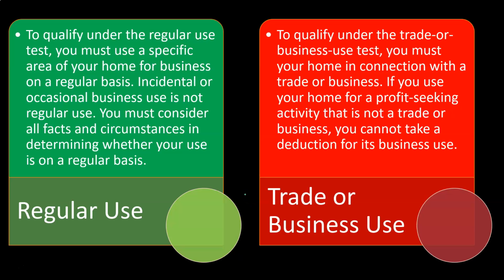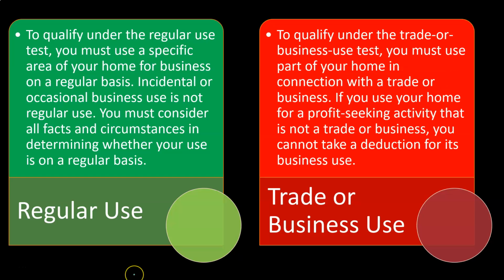Trade or business use. To qualify under the trade or business use test, you must use your home in connection with a trade or business. If you use your home for a profit-seeking activity that is not a trade or business, you cannot take a deduction for its business use. So for example, an activity that you're doing just in order to seek profit that is not a trade or business will not typically be qualified. For example, if you were doing something for your investments and you're tracking your investments, but you're not actually a broker, you're just doing it for your personal investments, you might have a profit motive there, but it would not typically be a trade or business in that circumstance.